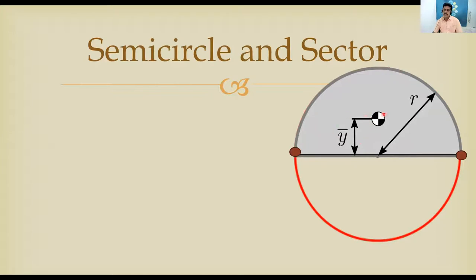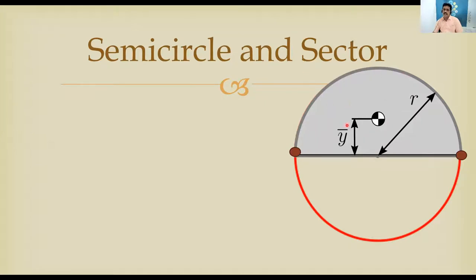You may be thinking, what is this y and what is this r? You need not worry about this. This is the radius of a circle. This one is no need. We'll be learning in the future classes. Okay, leave it. So this is the semicircle. I hope you understood. Half of the circle is the semicircle.